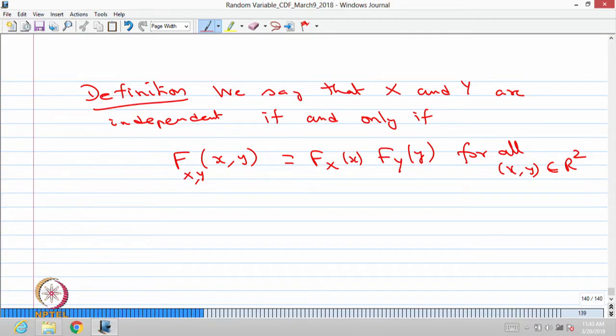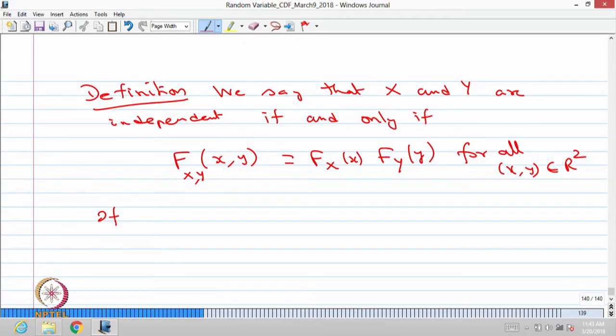It is immaterial whether the random variables are of the discrete type, continuous type or mixed type, because the CDF always exists whatever the type of random variable. Here we are saying the two random variables are independent if and only if the condition on the CDFs holds.